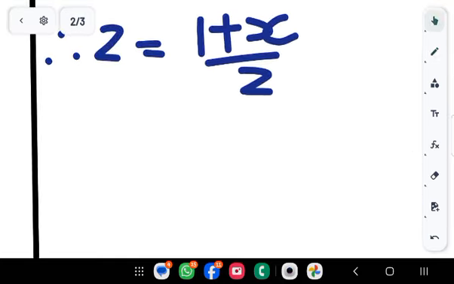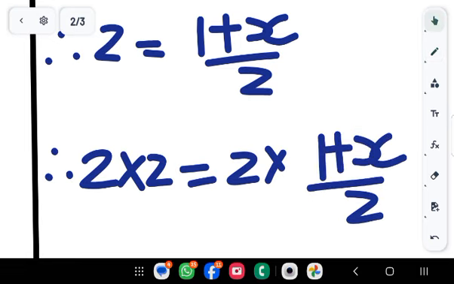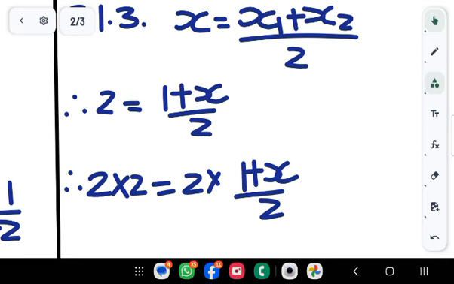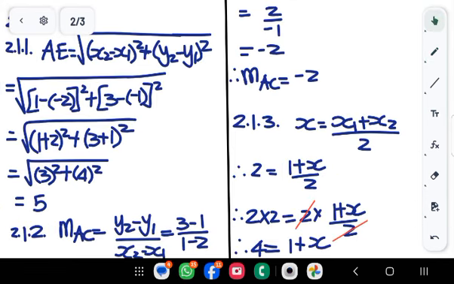Now you multiply both sides by 2. 2 times 2 equals 4. What you do on the left-hand side, you must also do on the right-hand side. The 2's cancel out over here. And that leaves you with, on the left-hand side, 4 equals 1 plus x. Now 1 plus x equals 4.